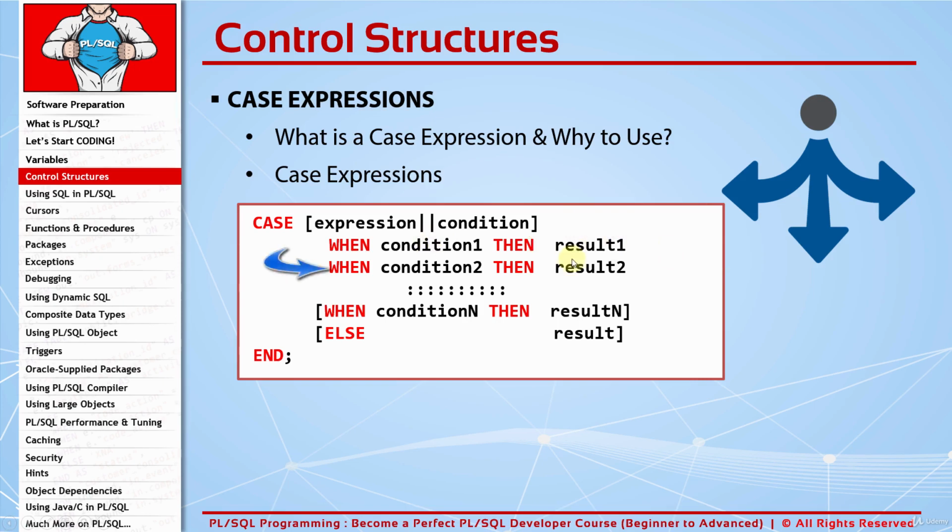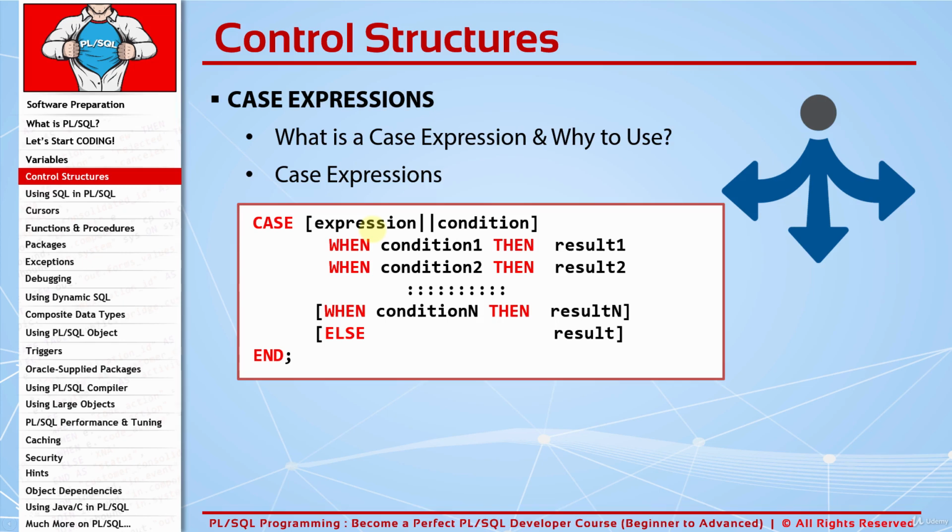If not, it checks the next one. If none of them match, the else result returns. If one is matched, the next conditions are not checked. If the first one matches, the rest is not checked. The expression and all the conditions must be the same data type. The second way is we omit the first expression part, but this time we must write a condition which returns true or a Boolean value.